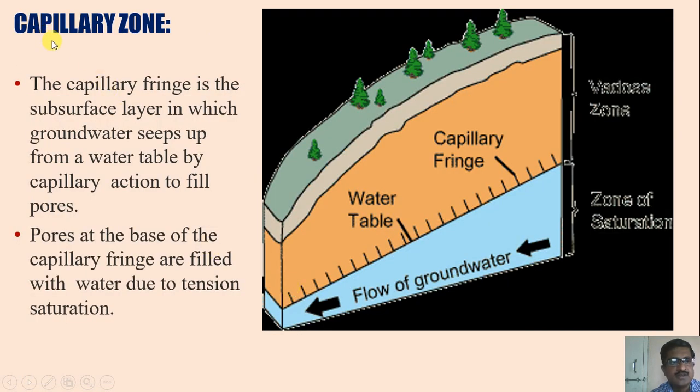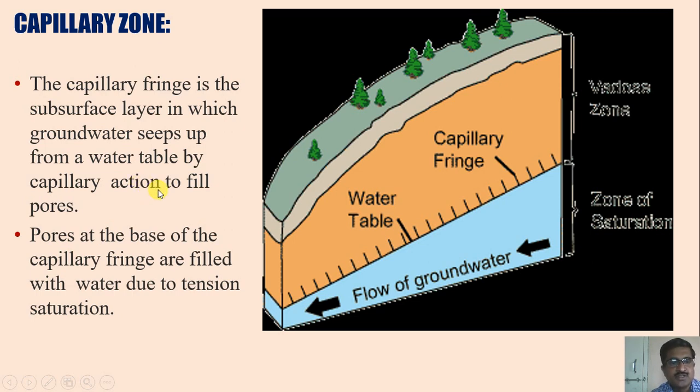Then let's see the capillary zone. In the picture you can find, near the subsurface water, this particular vadose zone is present, and between this vadose zone and the zone of saturation the capillary fringe is there, and the water table acts there, right, and the ground surface has been shown here. This capillary fringe is the subsurface layer in which the groundwater seeps up from the water table by capillary action to fill the pores.